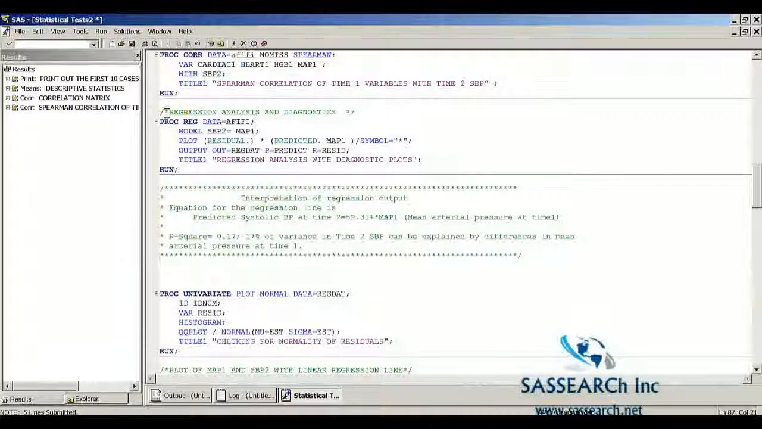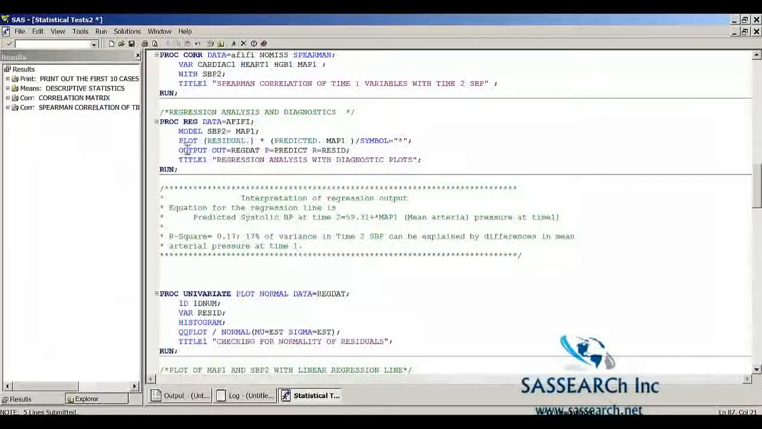Let's say we were interested in doing a regression where we wanted to look at whether the mean arterial pressure at time 1 is predictive of systolic blood pressure at time 2. So to do a regression analysis, and here we're also asking for some diagnostics that I will go over, we're going to say PROC REG, and then we have a MODEL statement, and our response variable goes first, followed by an equal sign, and then our independent variable or predictor variable, mean arterial pressure at time 1.